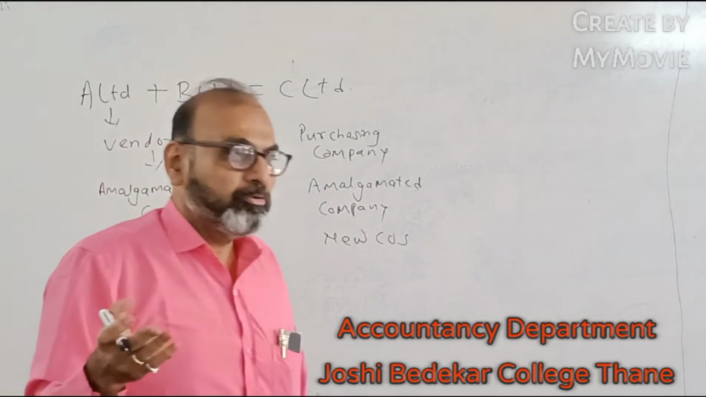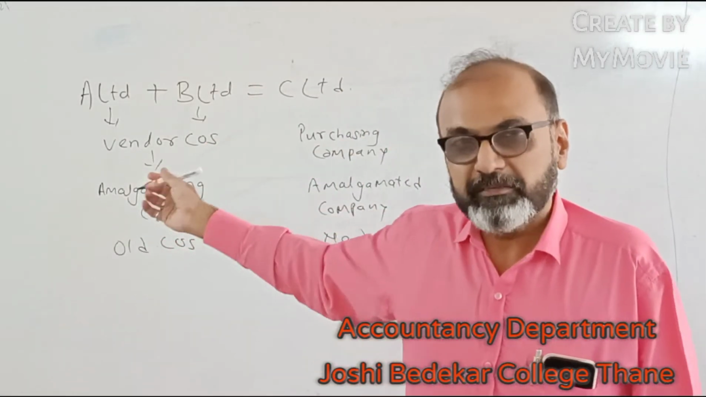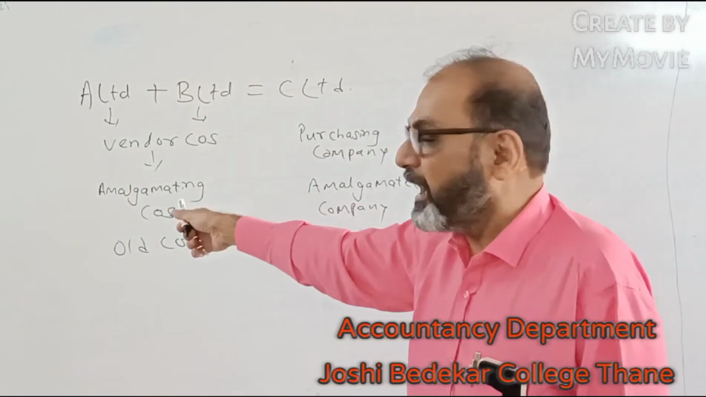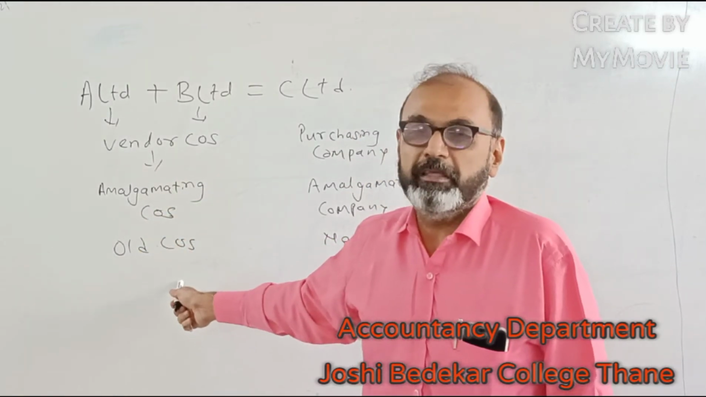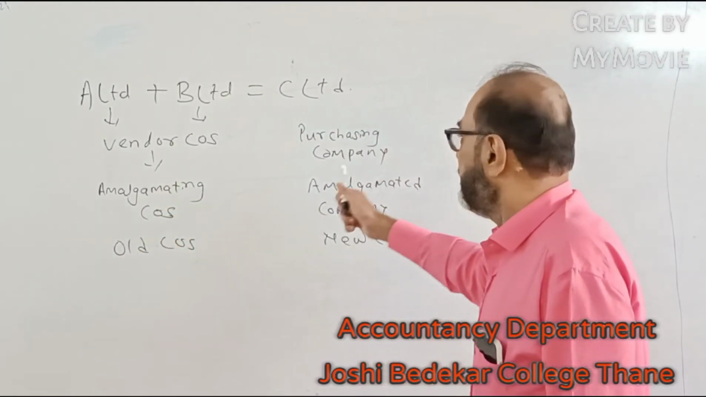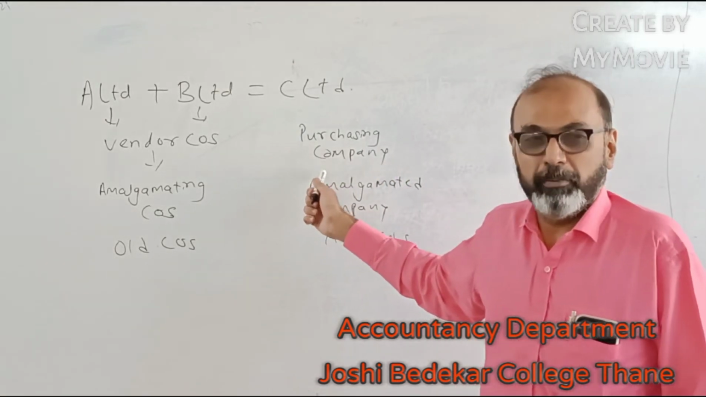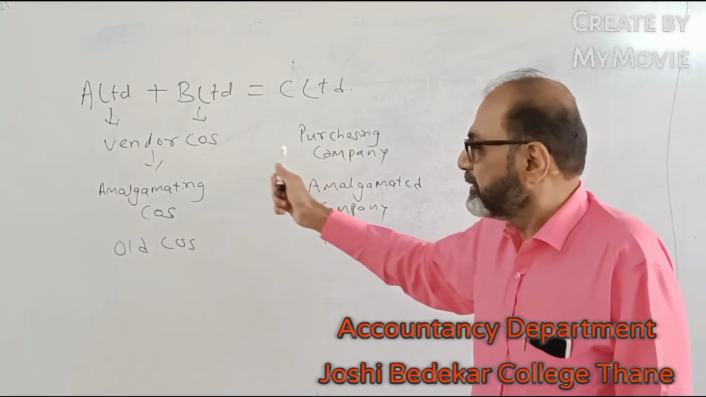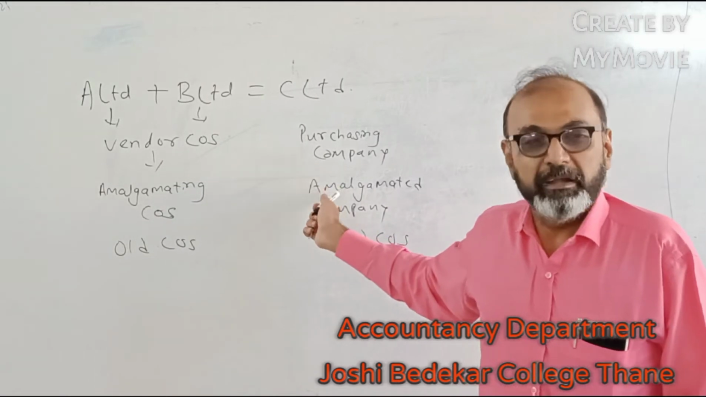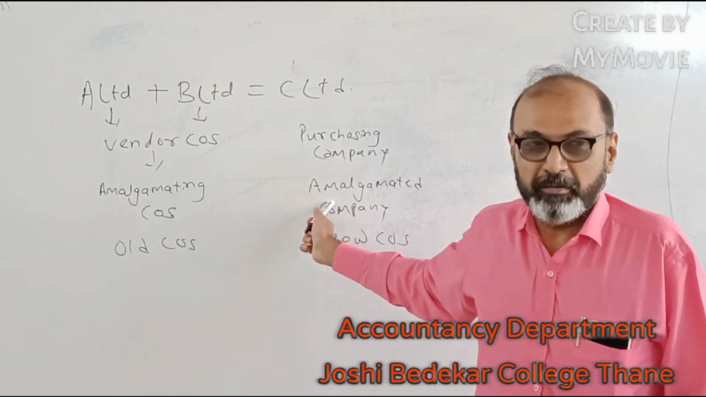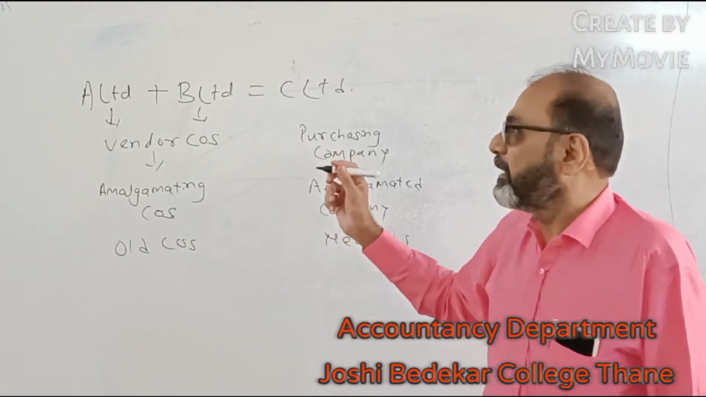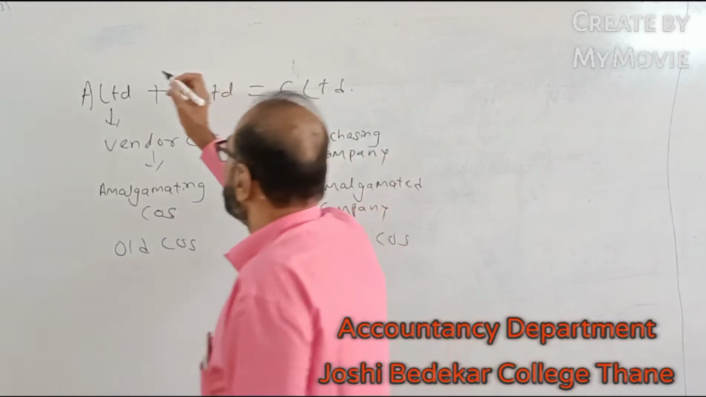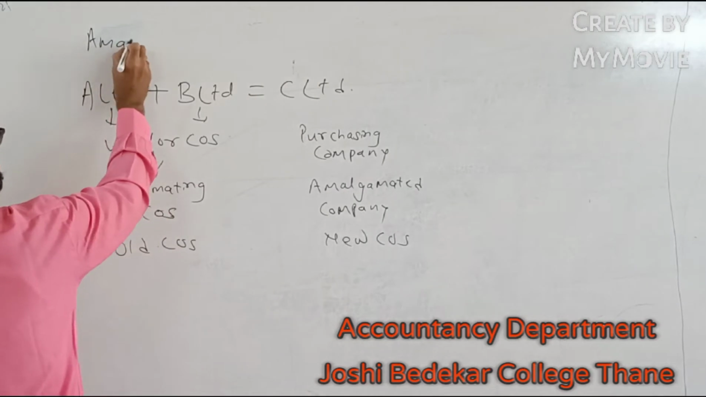Whatever jargon you use, it has to stand with this particular concept: the accounts of the vendor companies, or amalgamating companies, or old companies need to be closed, and we need to open the accounts of the purchasing company to record the assets and liabilities of the vendor companies which are taken over. This is your amalgamation of companies.